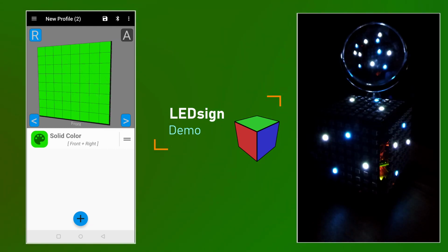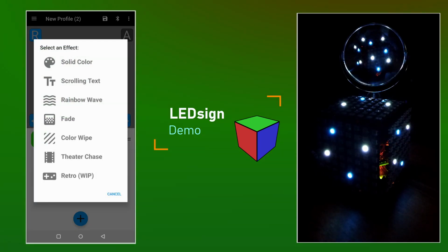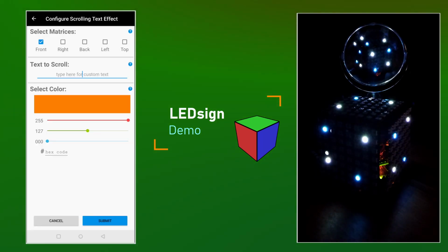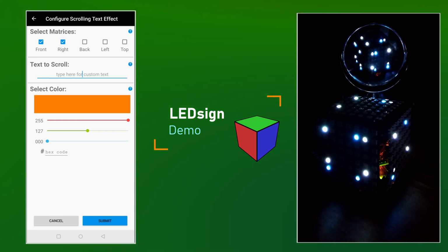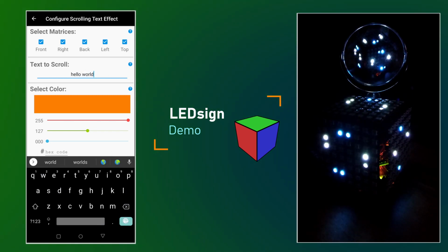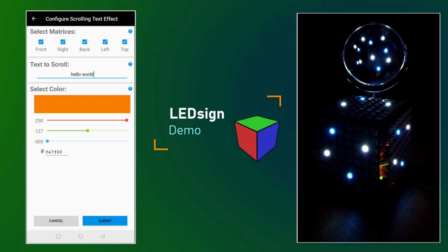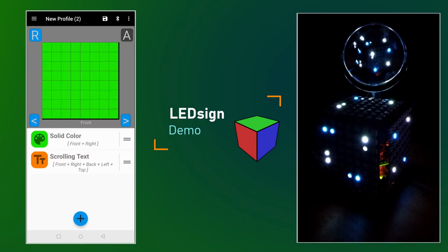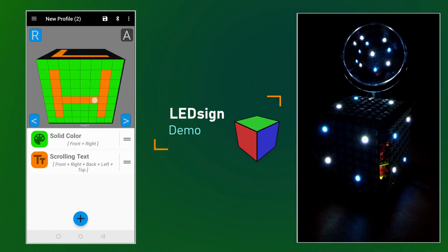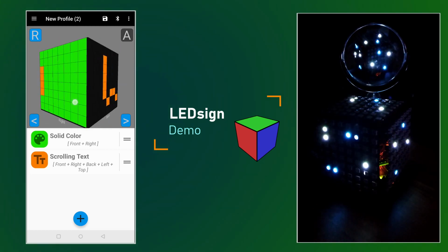Now, again, if you want to build an effect list, you got to be able to add more effects. So let's click the plus button and add another effect. In this case, let's click the scrolling text button. In this case, we want the effect to perhaps be on every face of the cube. The text to scroll will be Hello World. And we can leave it at the orange because orange contrasts nicely with green. And now we can see Hello World scroll from the top all the way across the entirety of the cube.